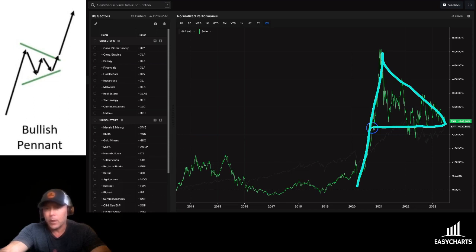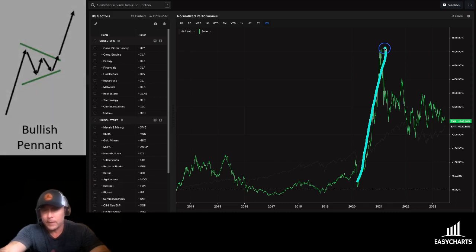upside. And the thing I want to call out is, and to really oversimplify it, if you see this right here, this is the flag pole. From a measured move perspective, once this thing does break, it's typically the distance of this flag pole.